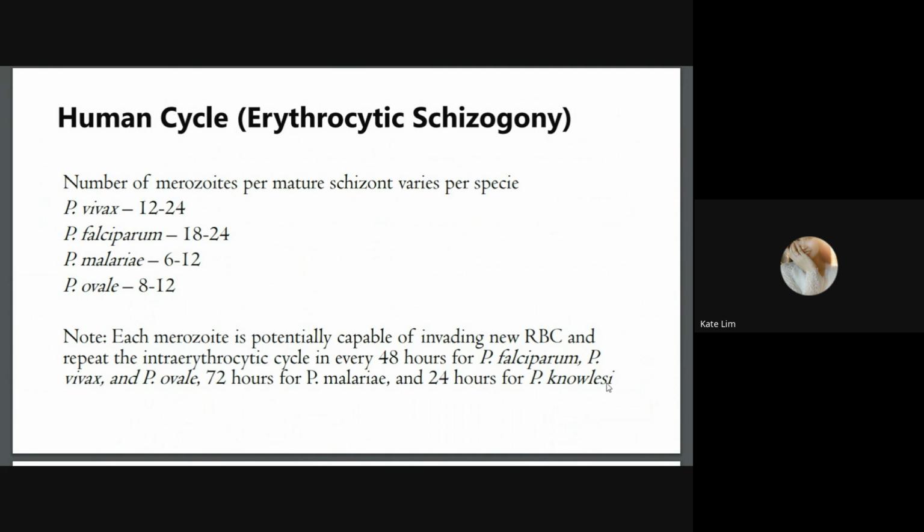Every time the RBC would burst, the patient would also suffer from paroxysm. That would tell you that the patient would experience a fever once in every 48 hours for falciparum, once in every 72 hours for malariae, and once in every 24 hours, or every single day, for Knowlesi. Okay, so that is how our intraerythrocytic life cycle happens.